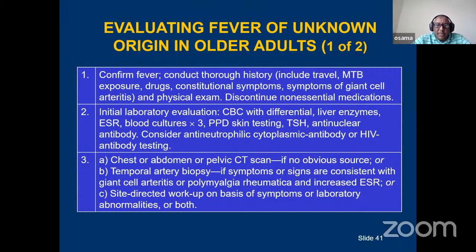Initial lab evaluation: CBC with differential, liver enzymes, ESR, blood culture 3 times, PPD skin testing, TSH, anti-nuclear antibody, consider anti-neutrophil cytoplasmic antibody or HIV antibody testing. Chest, abdomen, or pelvic CT if no obvious source, or temporal artery biopsy if symptoms or signs are consistent with giant cell arteritis or polymyalgia rheumatica and increased ESR, or site-directed workup on basis of symptoms or lab abnormalities or both.